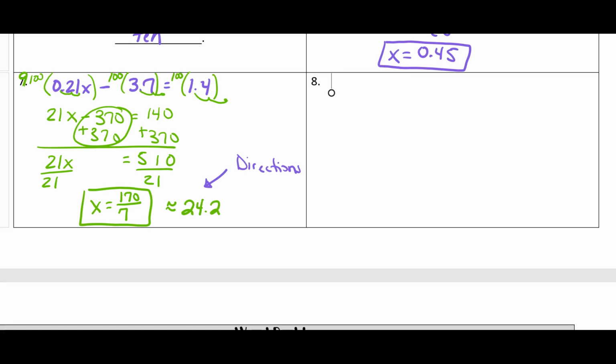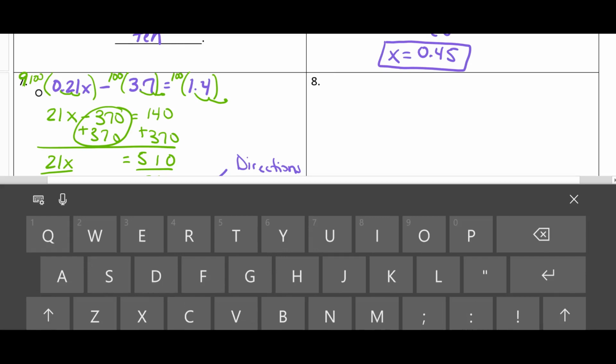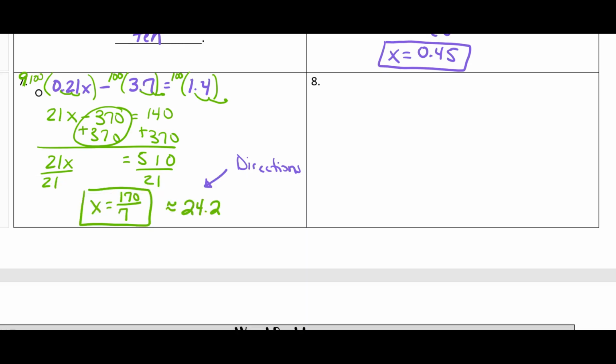All right, so looking at now number 8. We're going to have 1.212 minus x equals 3.2. So what do you think we would multiply this by? Well, if you said 1,000, you would be correct because we have 212 thousandths. So we would multiply everything by 1,000.